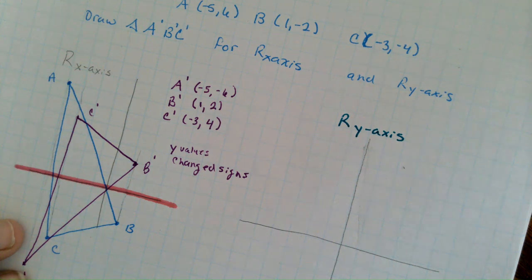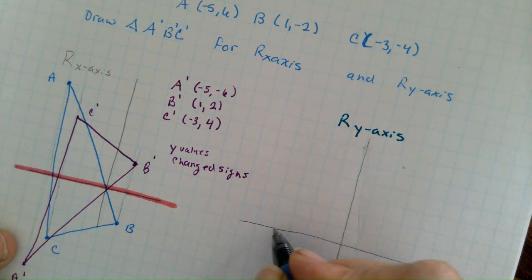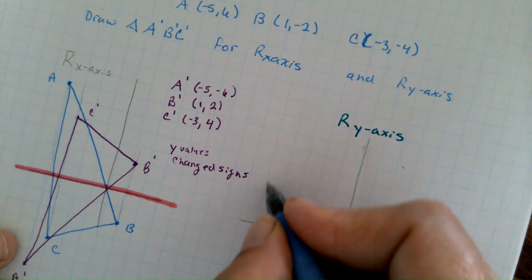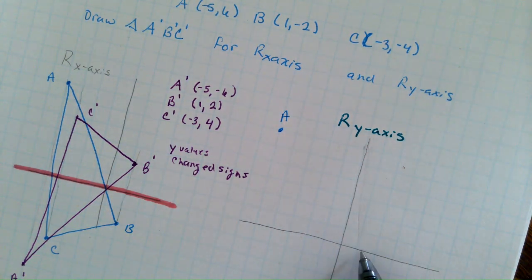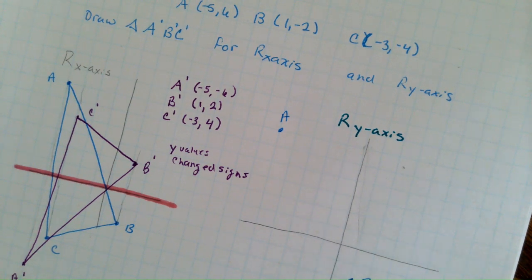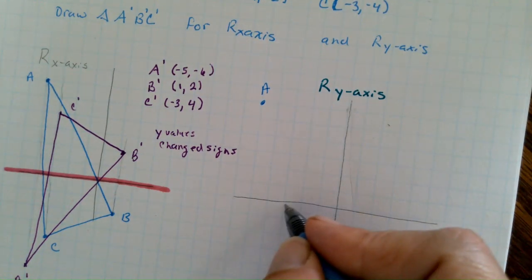So again, A started off left 5, up 6. B was right 1, down 2. And C was left 3, down 4.